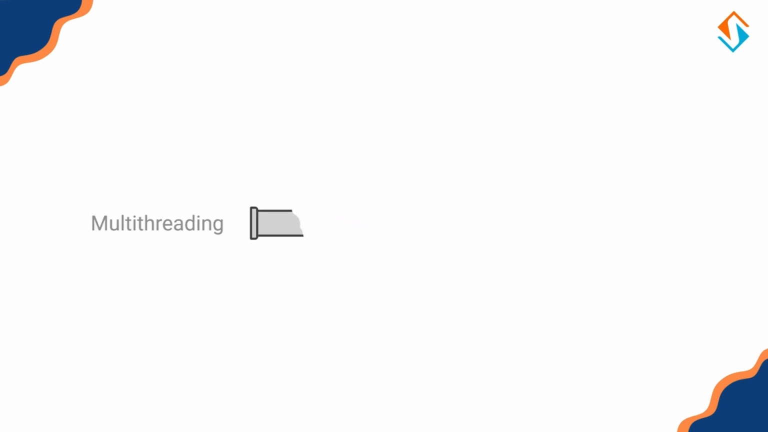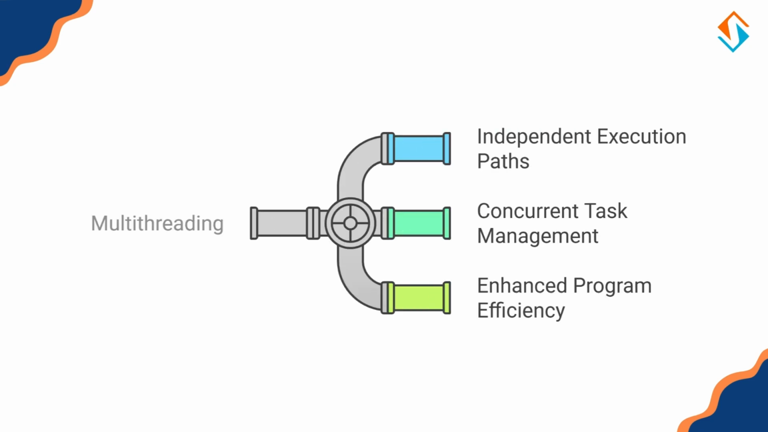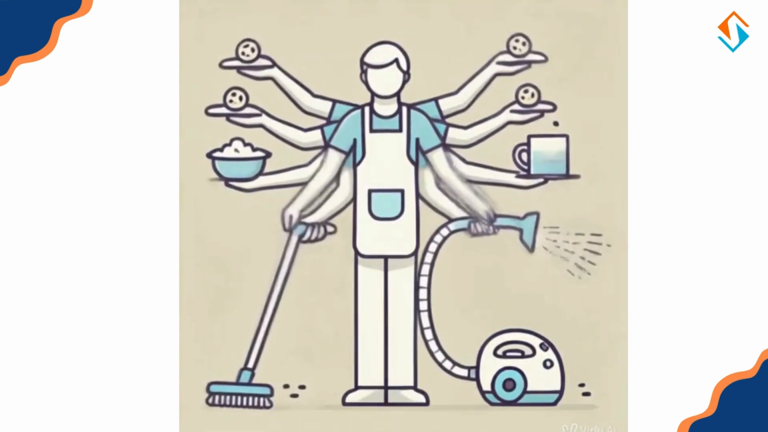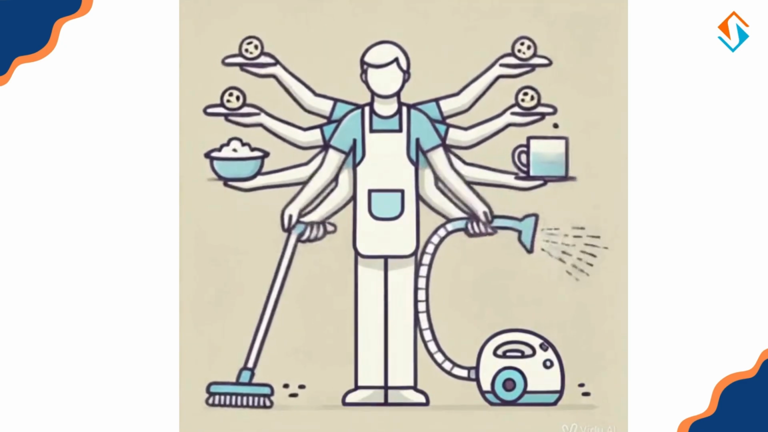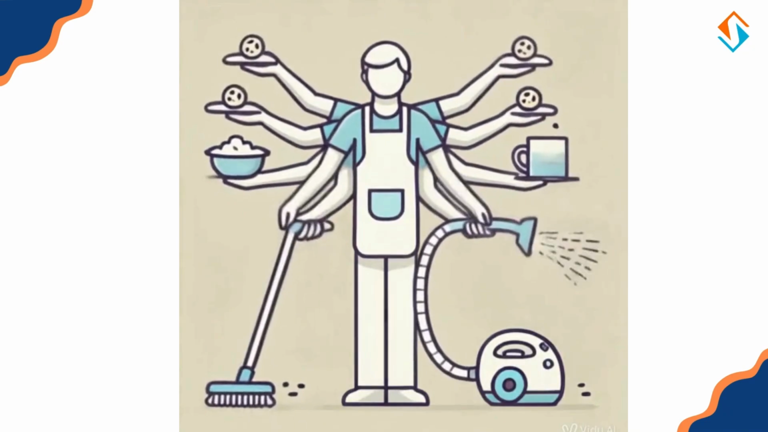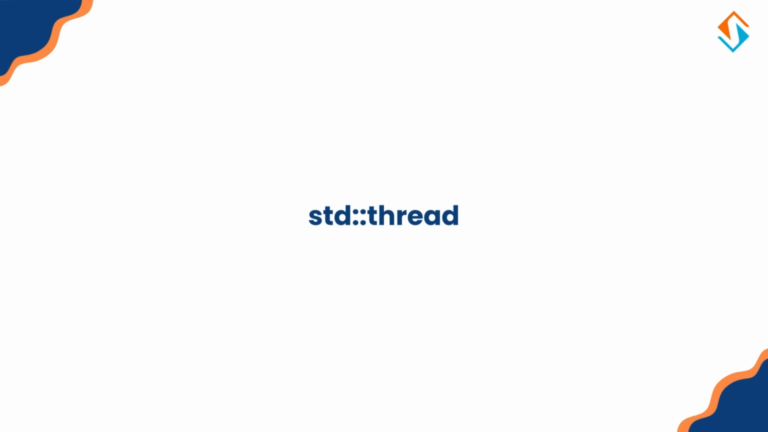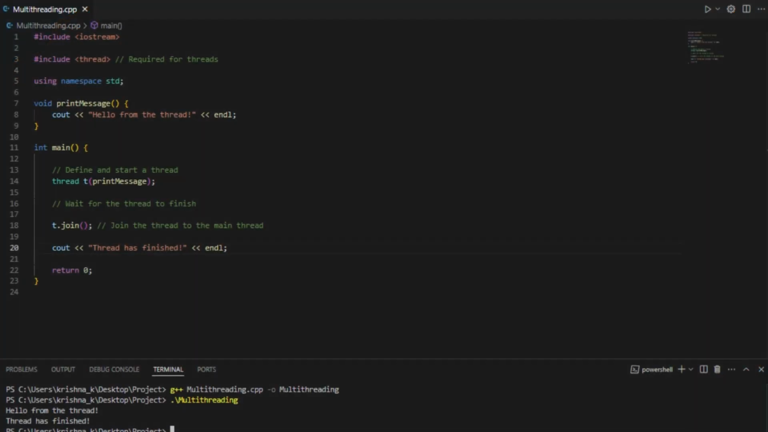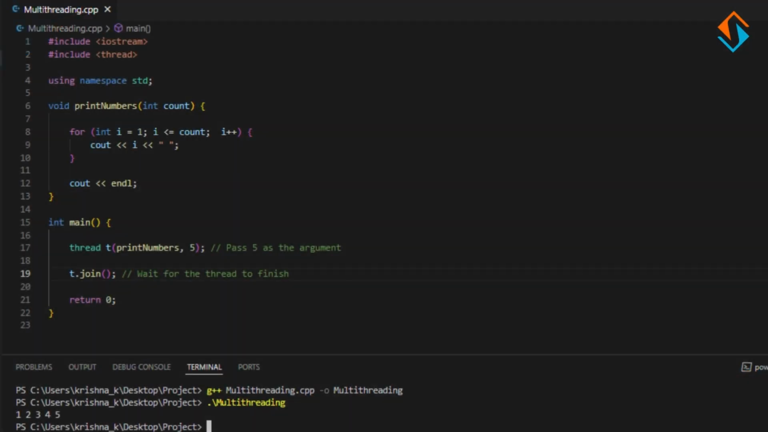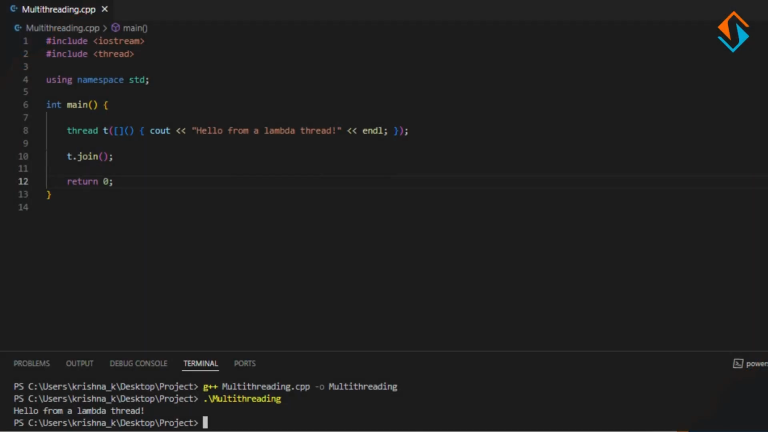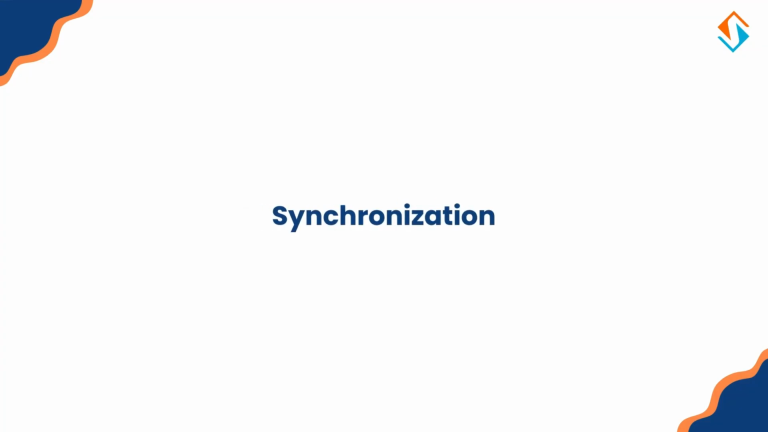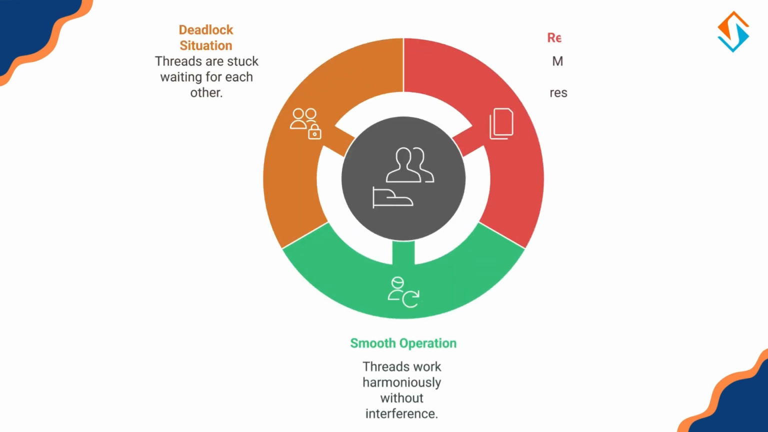A thread is like a separate path of execution in your program. Imagine you're baking cookies and vacuuming at the same time. That's multitasking, just like multithreading in programming. In C++, we use std::thread from the thread library to create and run threads. You can pass arguments to a thread function like this. Want to skip defining a separate function? Use a lambda function.